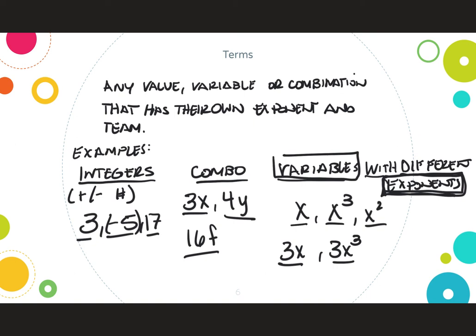I apologize, this isn't as thorough as it could be, but I get the point across. A term is any value or variable or combination that has their own exponent and team, or grouping. I'll write that down too. Probably should look up what it actually means, but I don't have my phone by me. So I'll get you a better definition. Leave some space for a better definition.